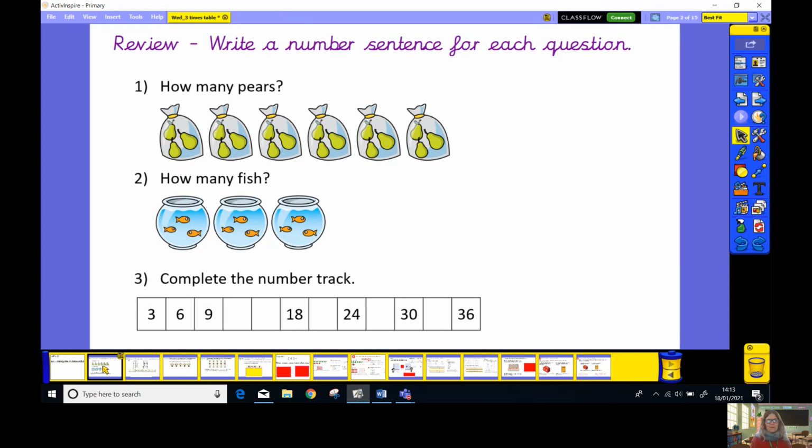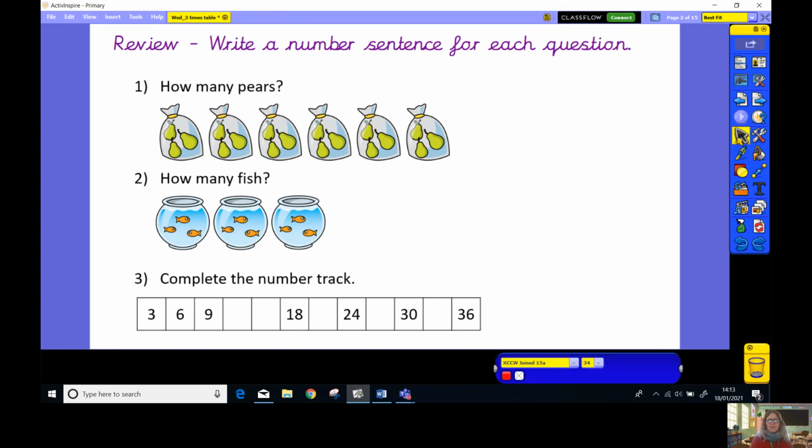Okay, so my first question is, how many pairs are there? Could you write a number sentence or a calculation to show this representation? Number two, how many fish are there? Again, write a number sentence to show this representation. And number three, could you complete the number track with the missing numbers? Well done. Okay, let's have a go now.